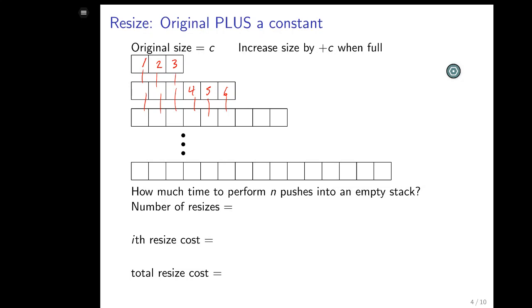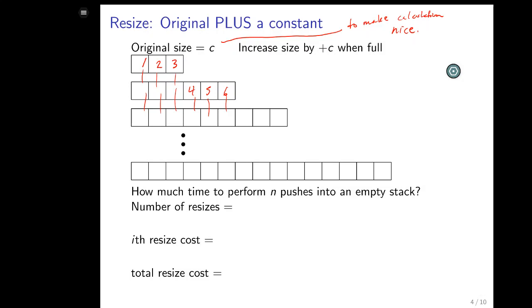And I'm assuming this is just to make the calculation nicer. I'm assuming the original size is C and that we increase by C each time. This is to make the calculation nice. Okay, but we're increasing by 3 each time.